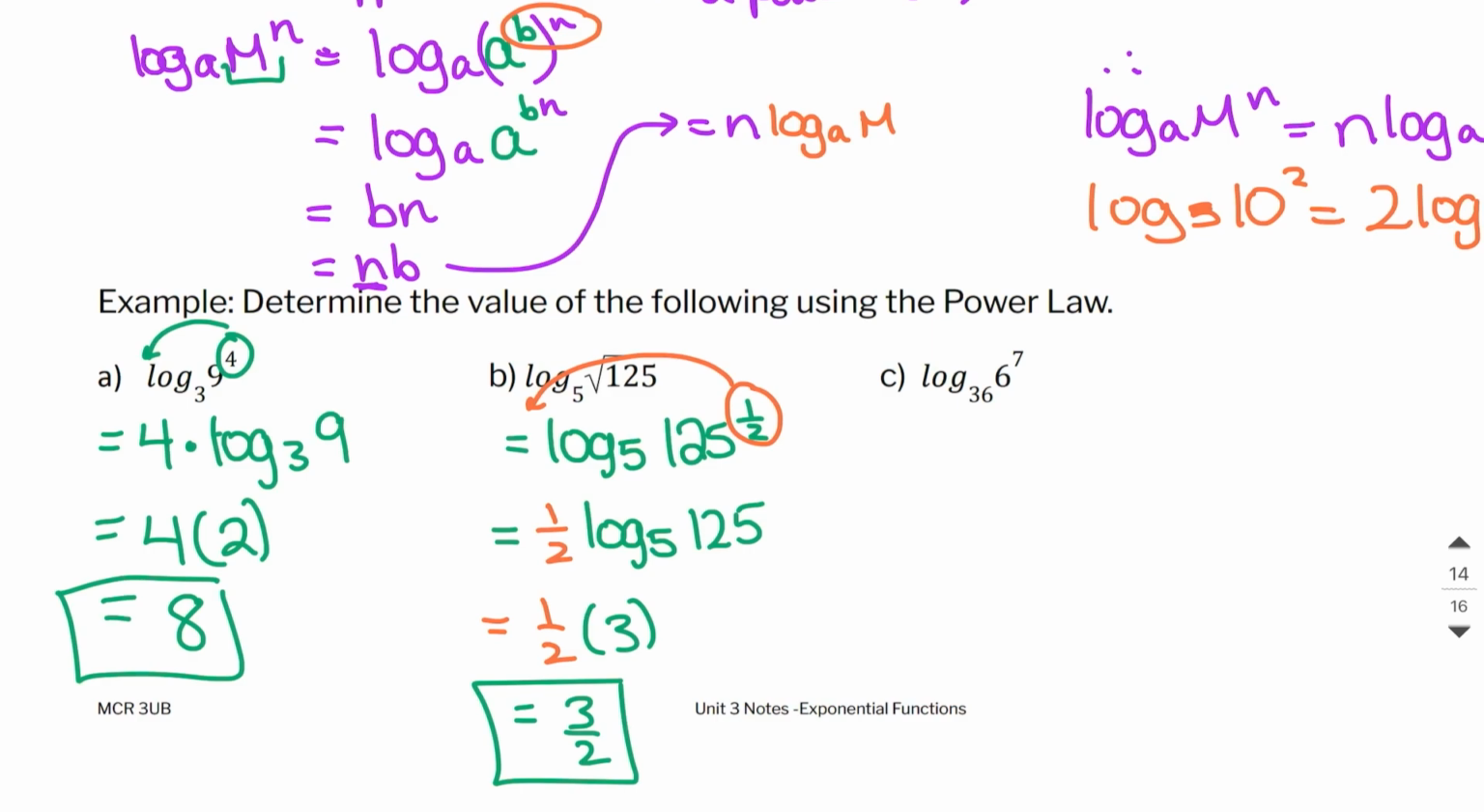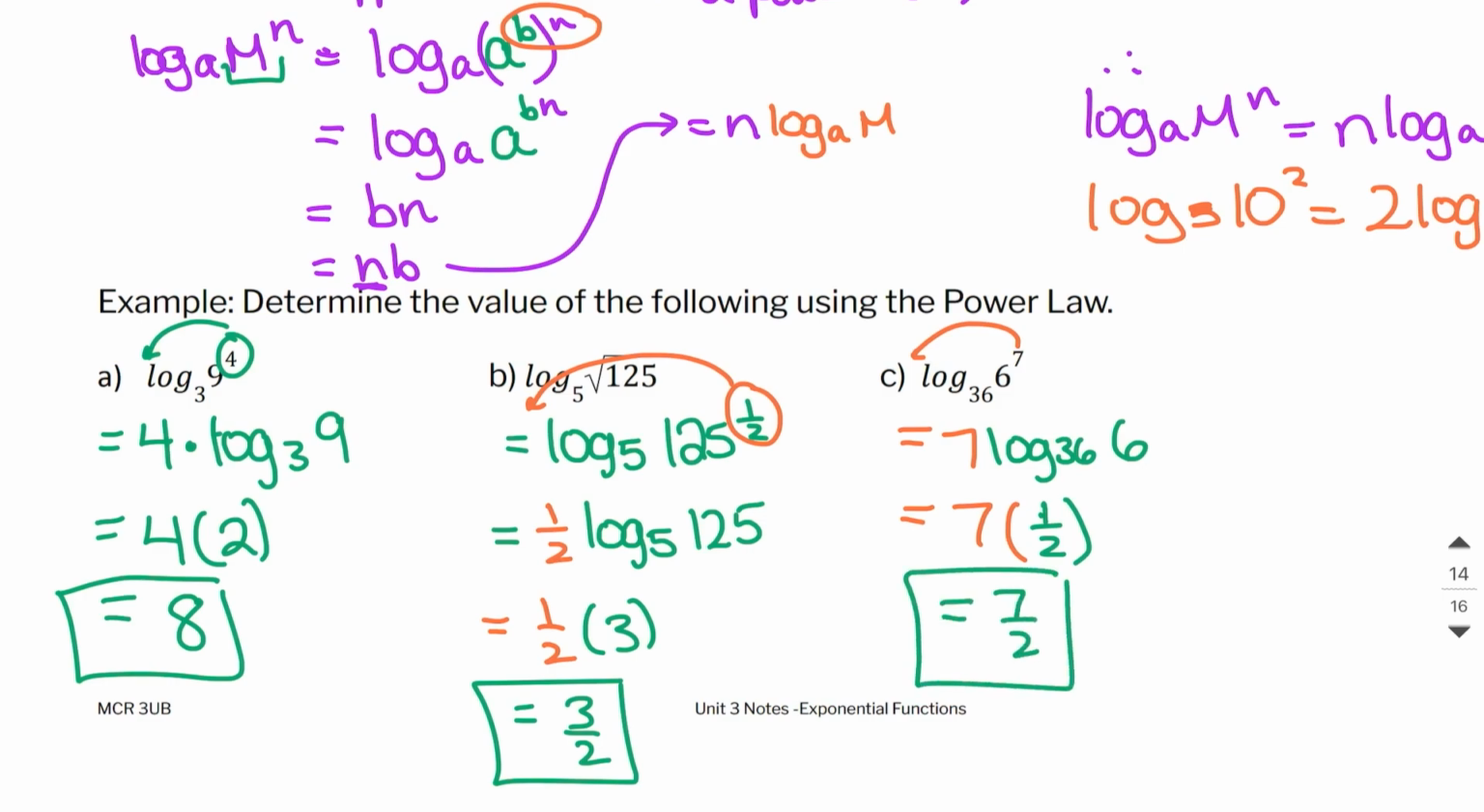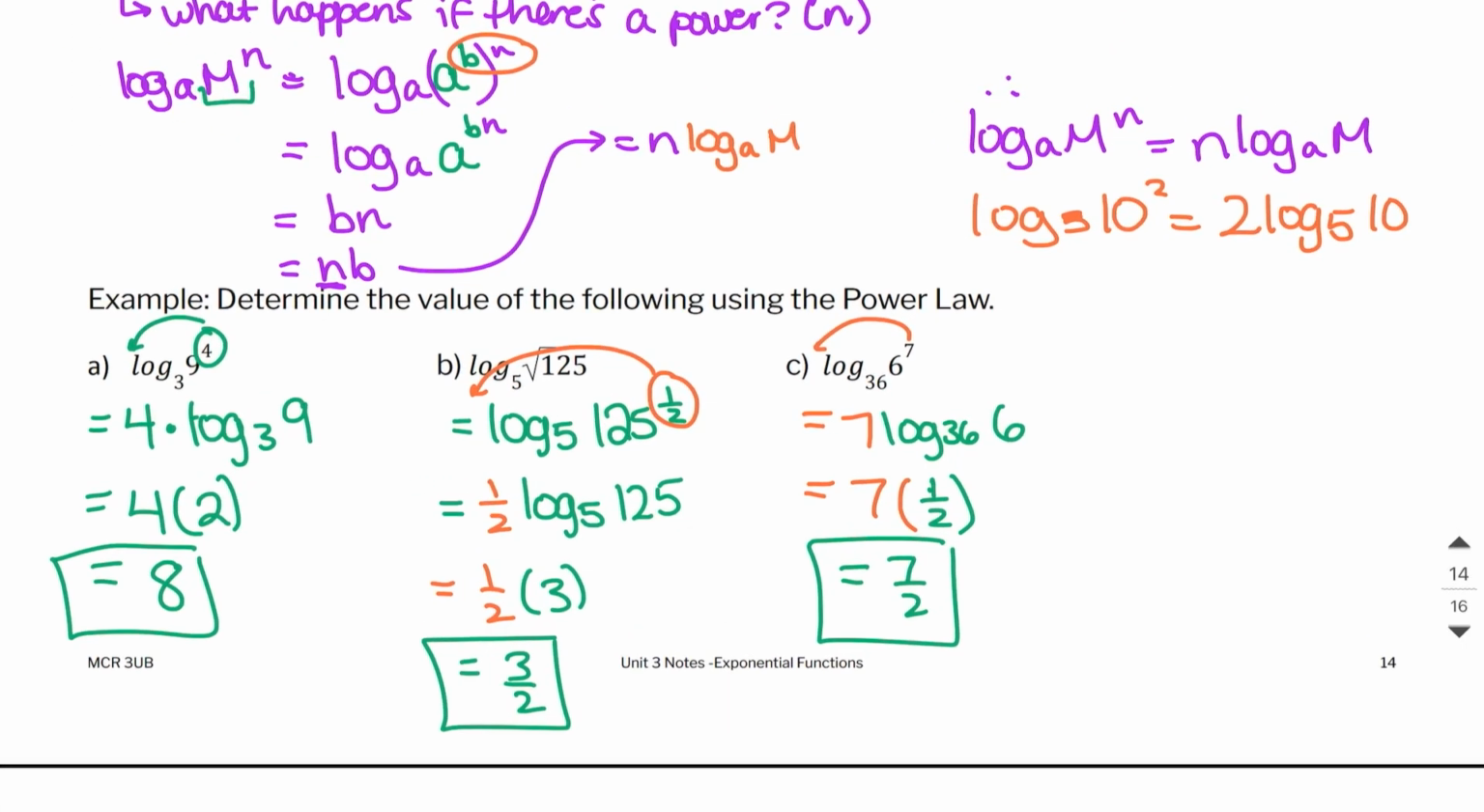Okay, and then in this last example, we can bring the 7 in front. So this would be 7 times log base 36 of 6. What is log base 36 of 6? I have to raise 36 to the power of 1/2 to get 6, and now I can just multiply those two together, and I would get 7/2.